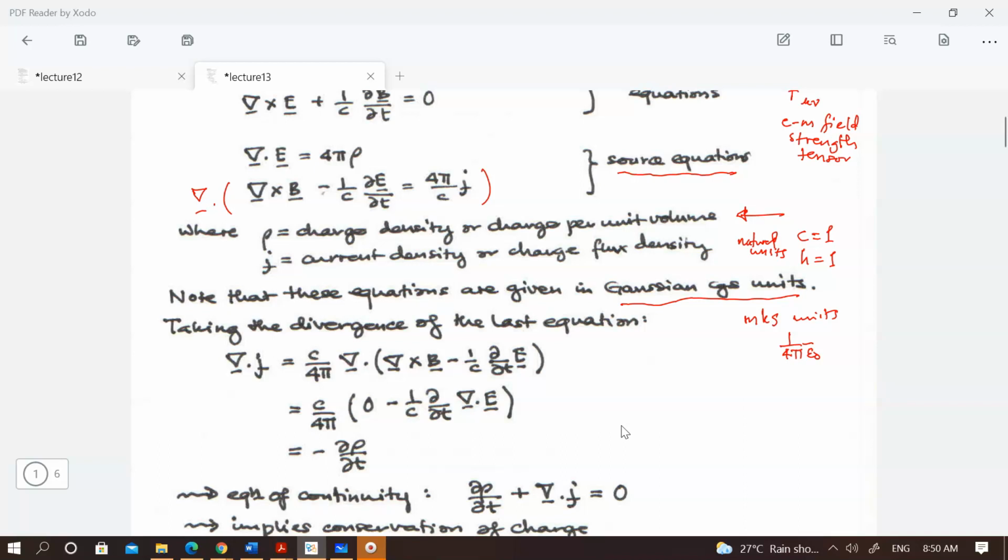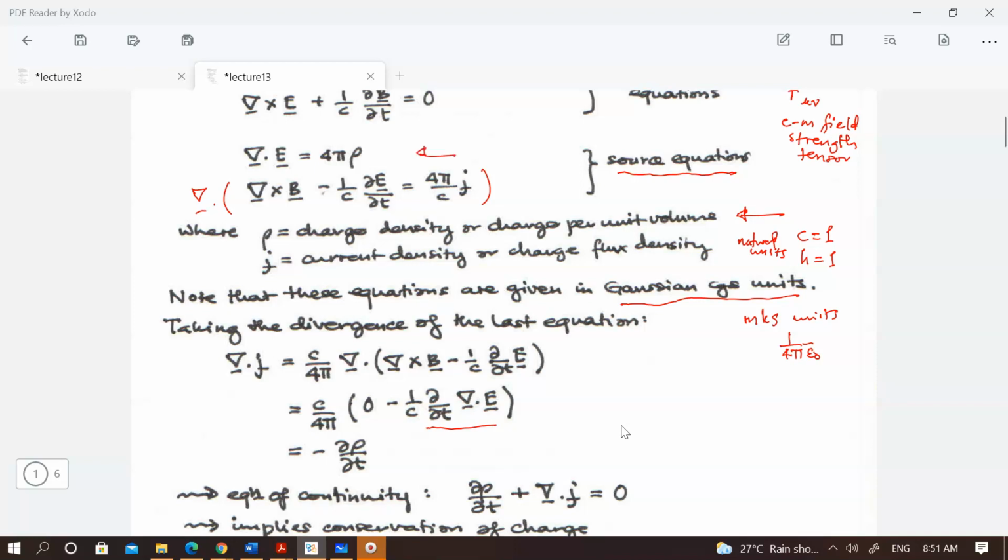So I'm going to multiply this whole equation by C over 4 pi. So I get C over 4 pi over here, and then I have the divergence on the left hand side. That gives you del dot del cross B, and then del dot 1 over C d dt of the electric field. Del dot del cross B is going to be 0 by vector calculus, and then that leaves us with this term which is given in terms of divergence of the electric field. But divergence of electric field is given by that.